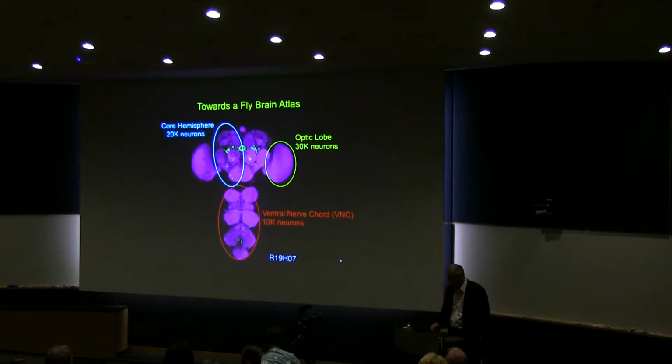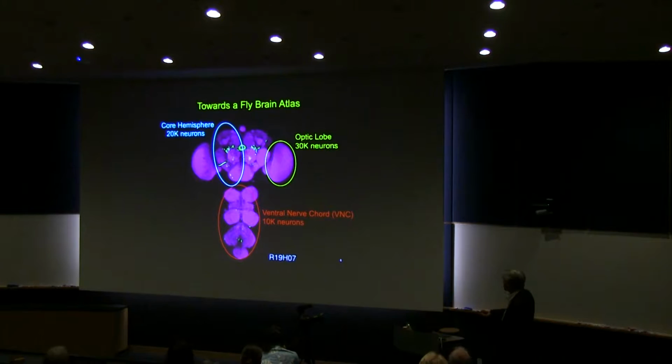About 30,000 neurons are in the eyes. In fact, there are more neurons in the eyes than there are in one of the core hemispheres, which is the part that actually makes decisions, although generally these core neurons are much more complex and articulated. And then there are about 10,000 neurons in the ventral nerve cord, which are primarily sensory, and then output neurons that are driving the muscles.